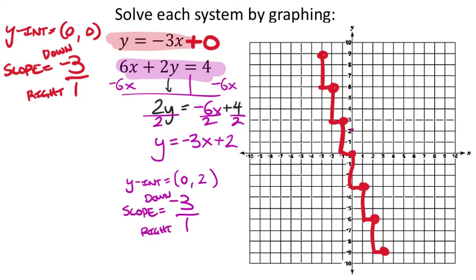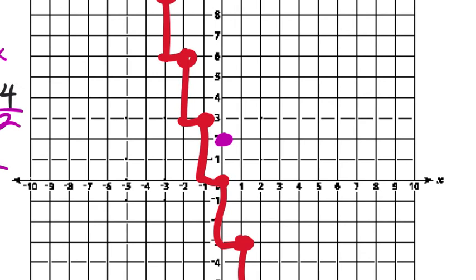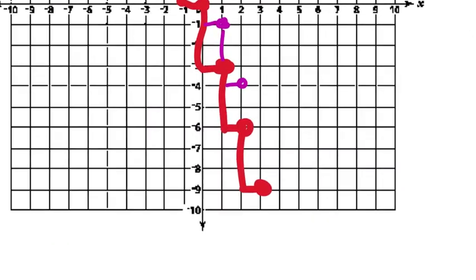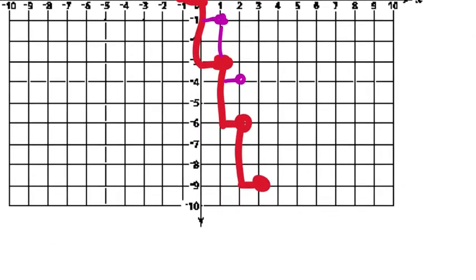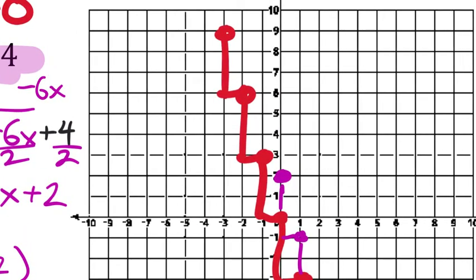So let's see, right here. There we go. All right, but then it's down 3 to the right 1, right? So down 3 to the right 1, down 3 to the right 1. And I'll finish, though. Down 3 to the right 1, and then down 3 to the right 1. Okay, so that's to the right, but I can go the other direction. Left 1 up 3, left 1 up 3.